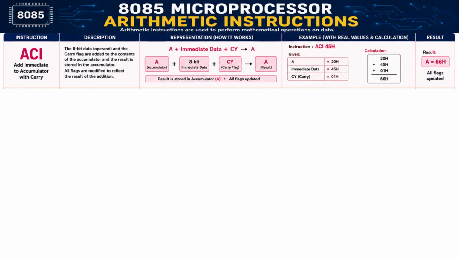ACI 45H. Suppose the accumulator contains 28H, and the carry flag is already set. So after the calculation, the result becomes 6EH. This value is stored back in the accumulator.